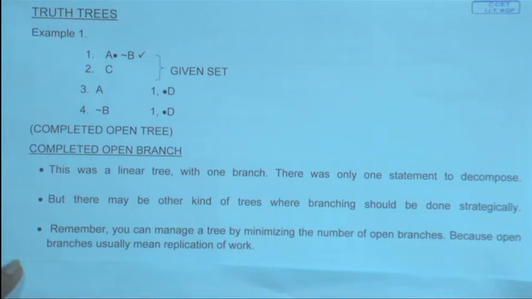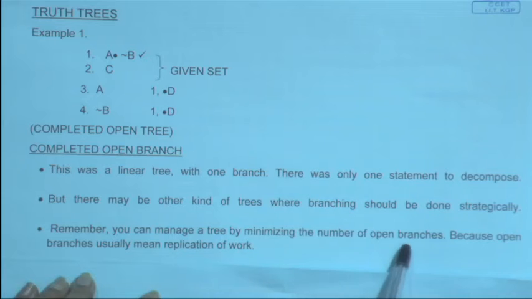When I started out, I said the truth tables are very mechanical, but truth trees are not that mechanical. You can manage them, you can sort of make it go in the way you want and so on. So, one of the reasons is that it is a sort of strategized operation, and we will show you some examples of that. So, one of the ways in which you can minimize your work or manage the tree is to keep track of the number of open branches.